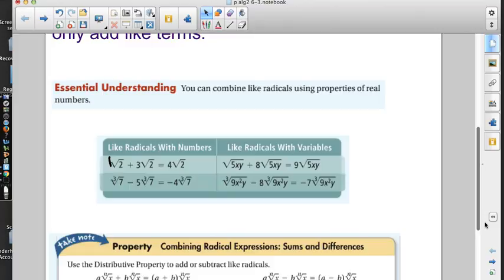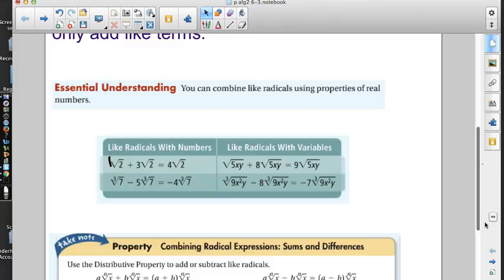If we have 1 cube root of 7 minus 5 cube roots of 7, that's going to be negative 4 cube roots of 7. Again, a little imaginary 1 out in front. If we have the square root of 5xy plus 8 square roots of 5xy, now we have 9 of them. If we have a cube root of 9x squared y minus 8 cube roots of 9x squared y, 1 minus 8 would be negative 7 cube roots of 9x squared y. First thing we have to check: are the radicals exactly the same?